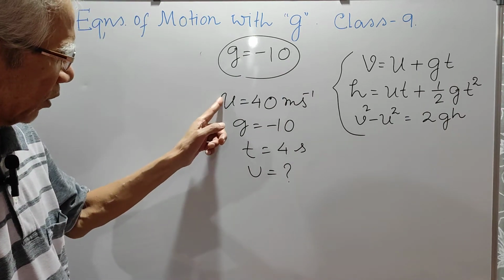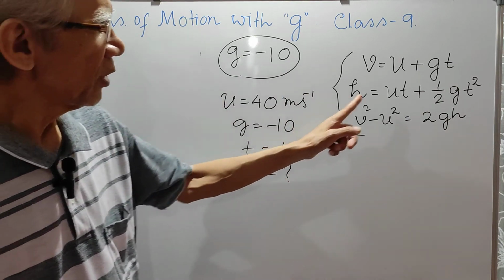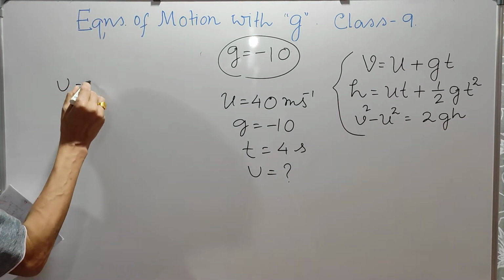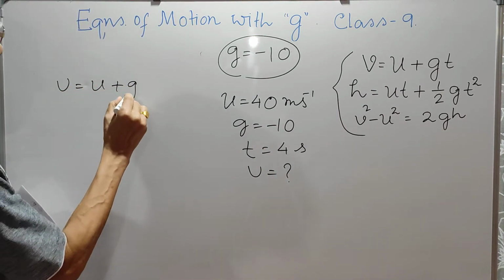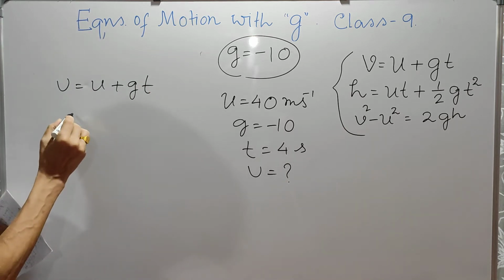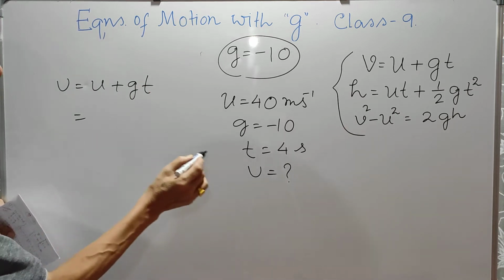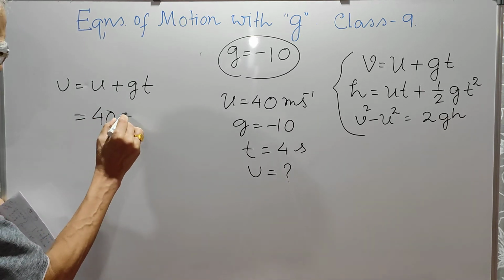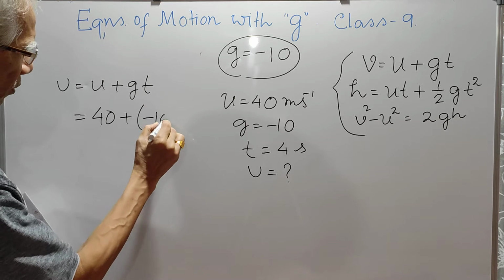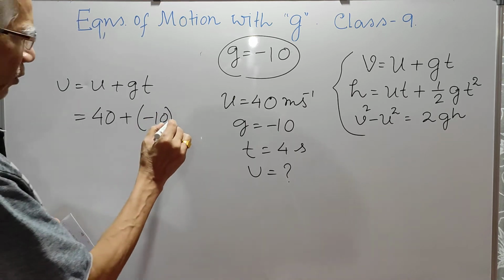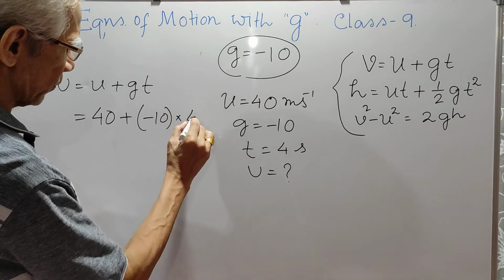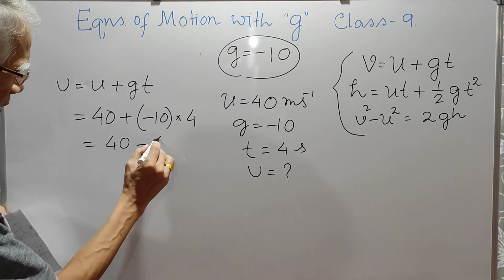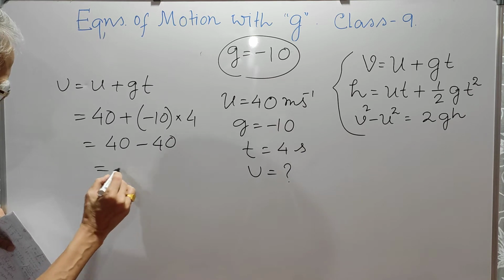Now you say u, z, t, v. So the first equation, that is v equal to u plus zt. Put the value: v equal to u. u is 40, plus z. Now z is minus 10, so negative within brackets, into t. t is 4. So what do you get? 40 minus 40. So velocity is 0.